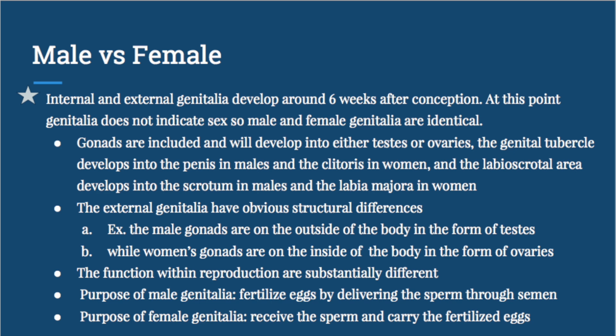The external genitalia have obvious structural differences. For example, the male gonads are on the outside of the body in the form of testes, while women's gonads are on the inside of the body in the form of ovaries. The function within reproduction is substantially different. The purpose of male genitalia is to fertilize eggs by delivering the sperm within semen, and the purpose of female genitalia is to receive the sperm and carry the fertilized eggs.